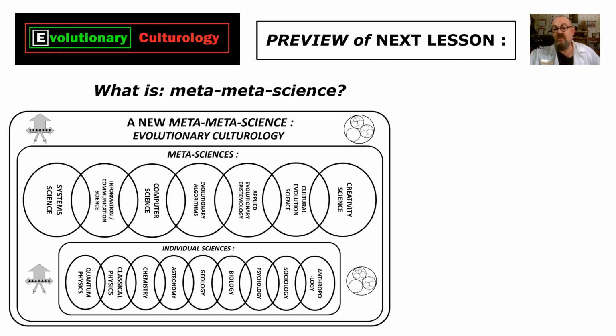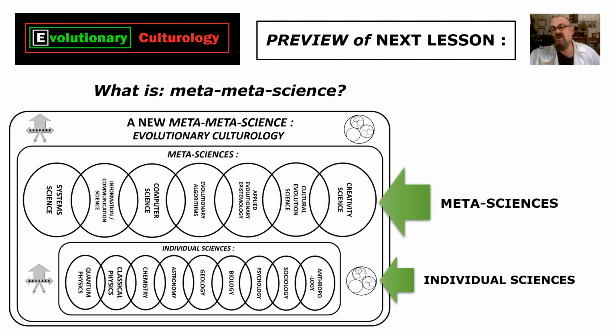So now a quick preview of the following lesson, the next lesson coming up, video number 2. What is meta-science? Here's a diagram that explains it very simply. Down the bottom, we have the small individual sciences, so physics, chemistry, astronomy, geology, biology, psychology, sociology, anthropology. The next level up in scale are the meta-sciences, which apply to the individual sciences. For example, systems science, because all entities in all the other domains are systems, such as solar systems in astronomy or classical physics, molecules in chemistry, molecules are systems, galaxies in astronomy, galaxies are systems, geology, tectonic plates are systems, biology, organisms are biological systems, and so on and so forth.